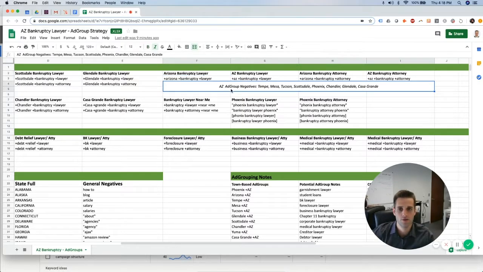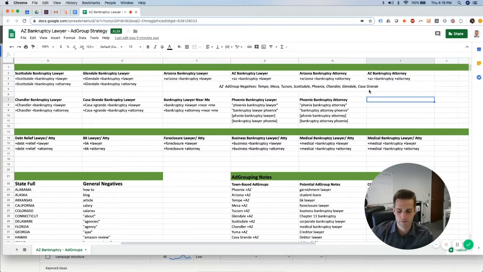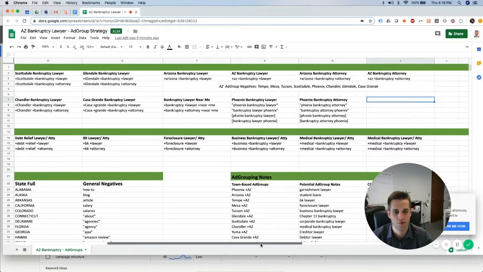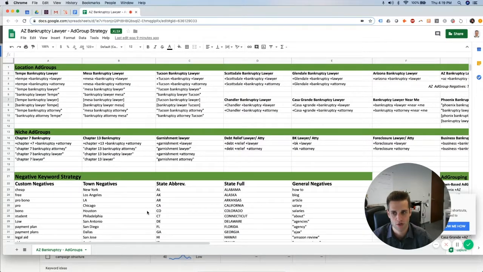So what we're going to do is put ad group negatives for all the Arizona ad groups. We're going to put ad group negatives for all the towns that could include the word AZ or Arizona before or after the search. So that's a good example of creating a good location-specific ad group structure.